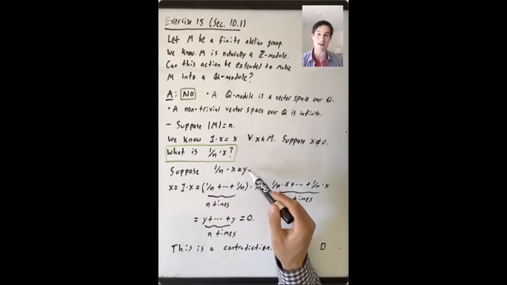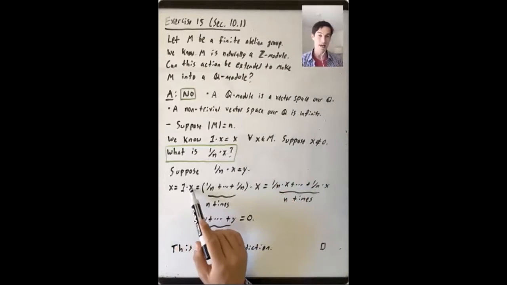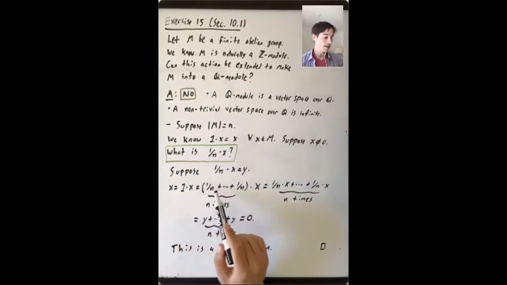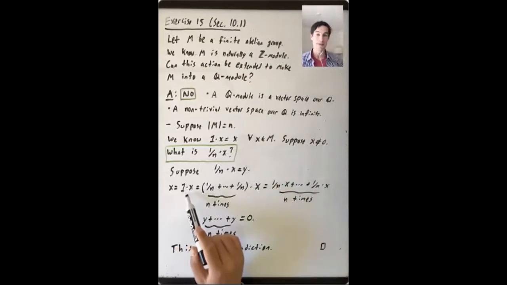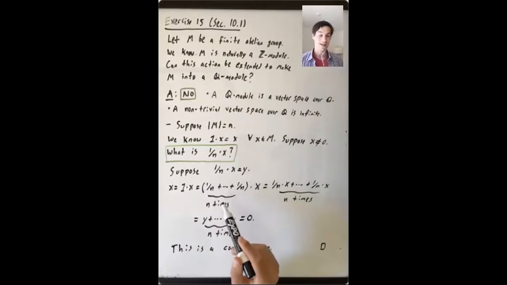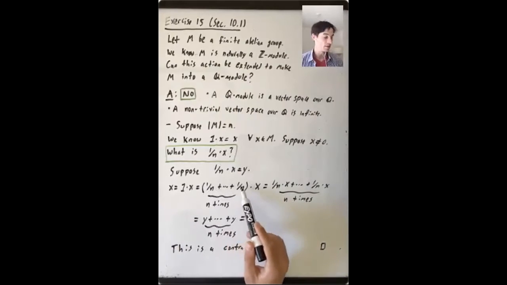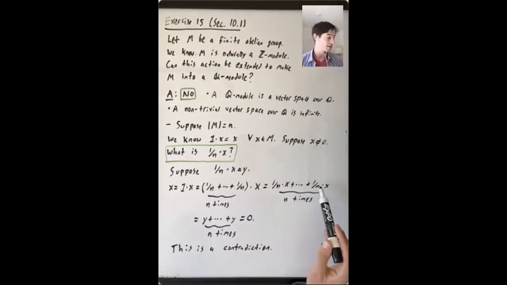Okay, so what is 1 over n dot x? Well, it has to be some element of our finite abelian group M. So let's call it y. So then x is equal to 1 dot x. But 1 is 1 over n plus 1 over n plus 1 over n, n times. So 1 over n plus 1 over n plus so on, dot x has to be the same as 1 dot x. And if this is going to be a Q module, then it's going to have to satisfy the distributive axiom where (1 over n plus 1 over n plus ... n times) dot x has to be 1 over n dot x plus 1 over n dot x plus ... n times.